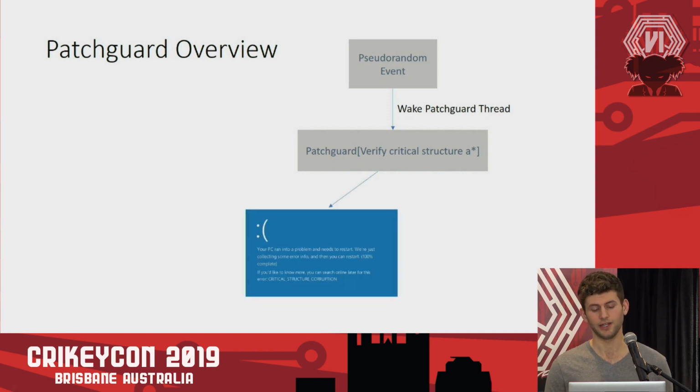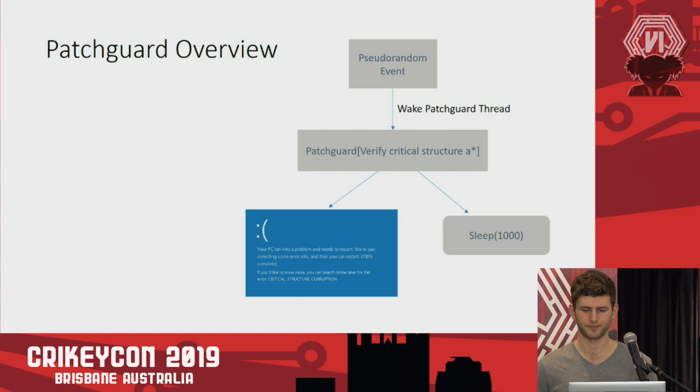If that critical structure has been modified, it will crash with the error code critical structure corruption, which means it crashed because Patchguard found something malicious or just wrong with the critical structure. Otherwise, it will just go back to sleep and it will be woken again to verify some other structure at some other point. This is actually a very important determinant as to how EDRs work.